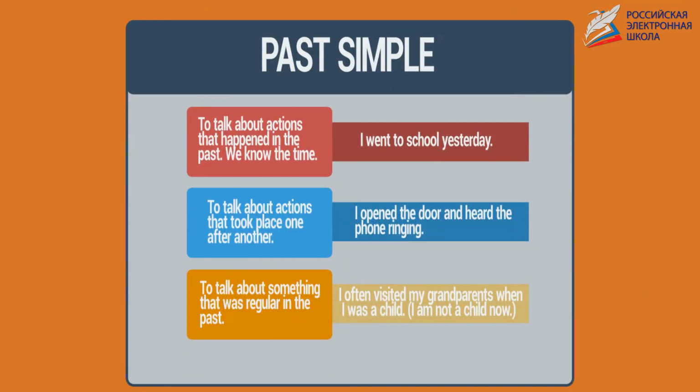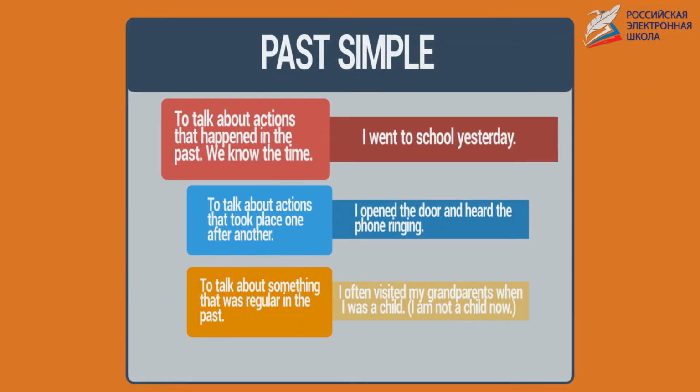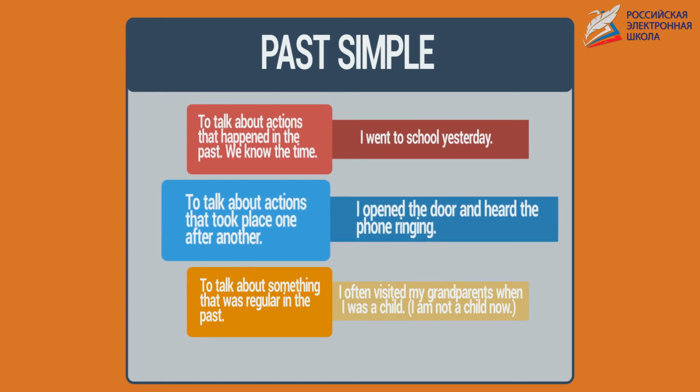Past simple. 1. We use past simple to talk about actions that happened in the past. We know the time. For example, I went to school yesterday. 2. To talk about actions that took place one after another. For example, I opened the door and heard the phone ringing.